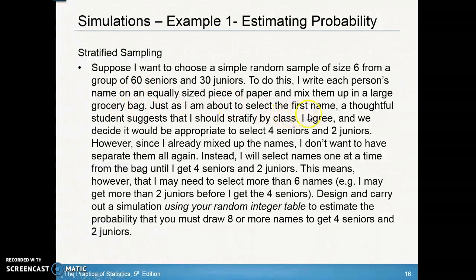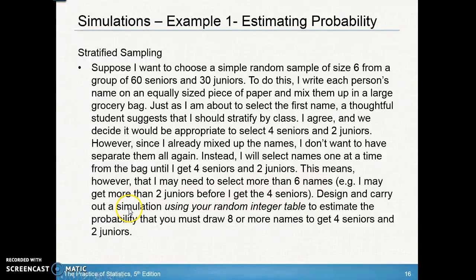Just as I'm about to select the first name, a thoughtful student suggests that I should stratify by class. So you agree, and we decide it would be appropriate to select 4 seniors and 2 juniors. However, since I already mixed up the names, I don't want to separate them again. Instead, I will select names one at a time from the bag until I get 4 seniors and 2 juniors. This means, however, that I may need to select more than 6 names, because I may take more than 2 juniors. I might get junior, junior, junior, junior before I get the 4 seniors.